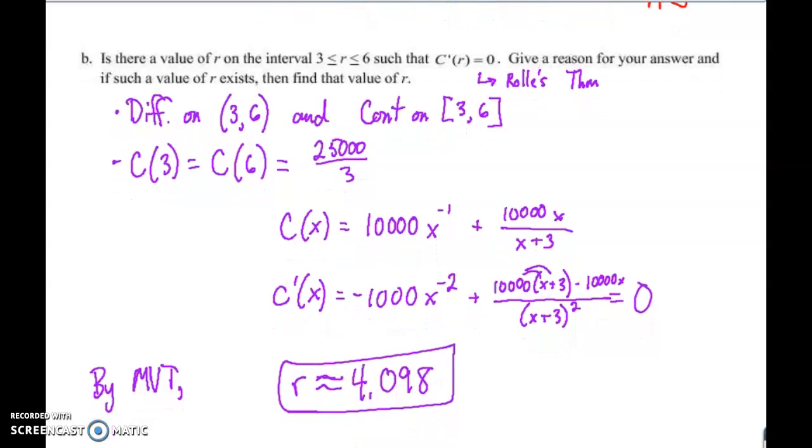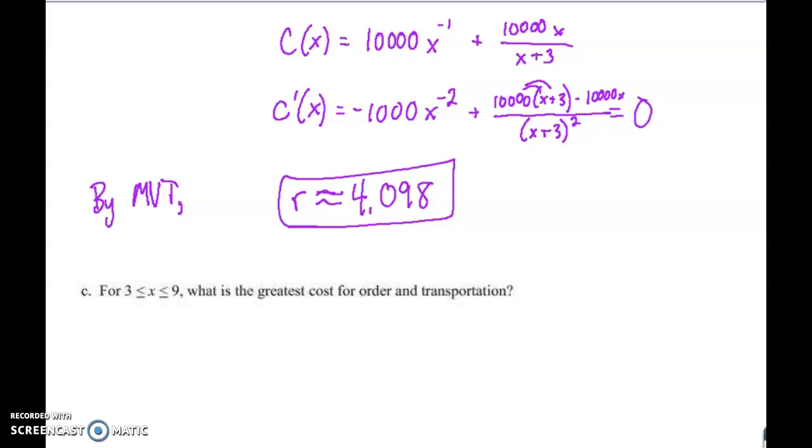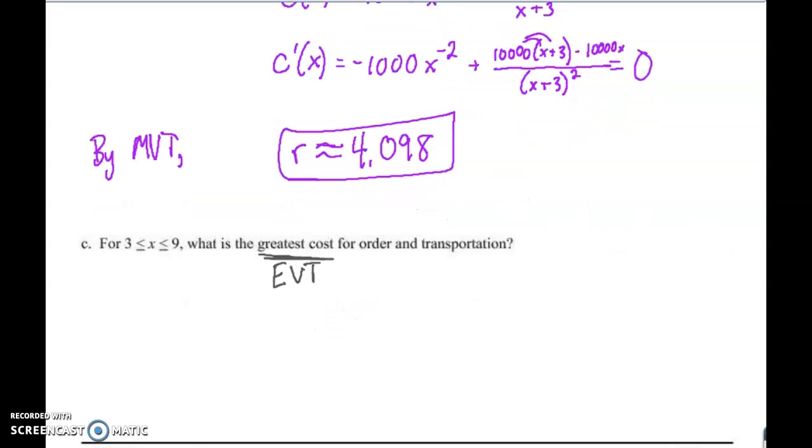And we can do the same thing then, except as I'm reading letter c, change colors for you, the biggest thing that's shouting out at me is greatest. And when I see the word greatest, I'm thinking of extreme, absolute extrema. So that's the extreme value theorem. And again, it just needs to be continuous on 3 to 9.